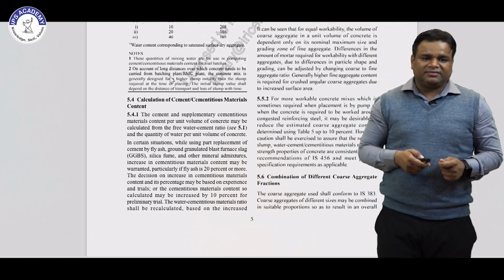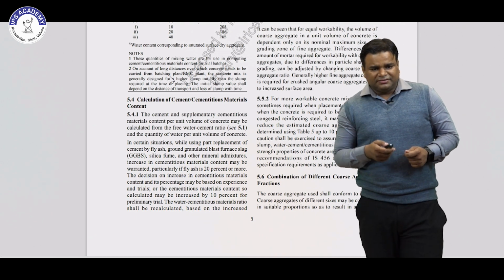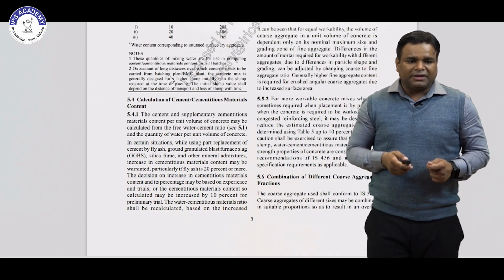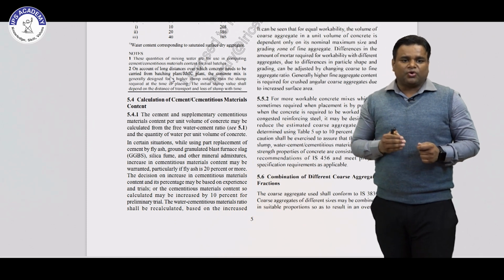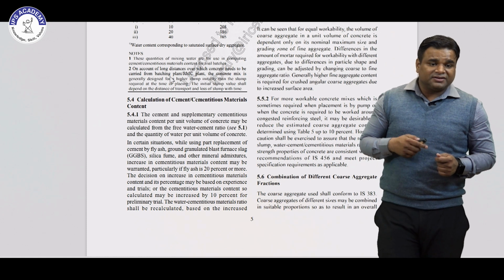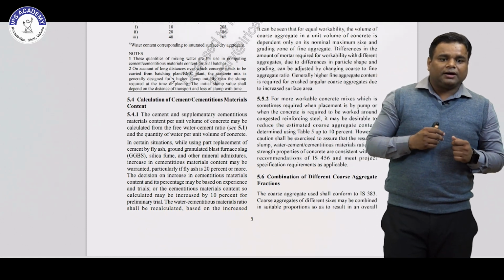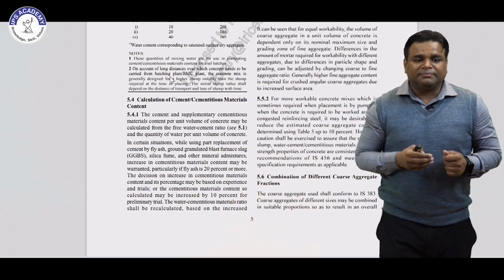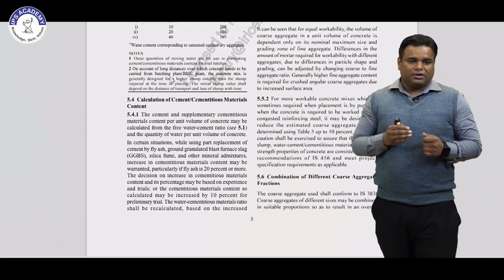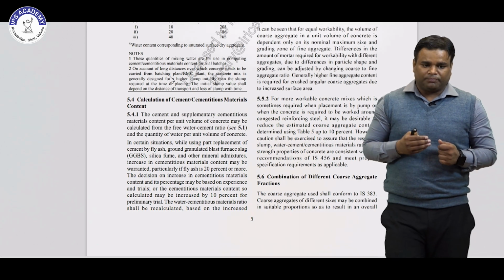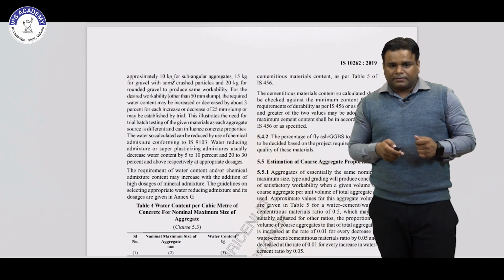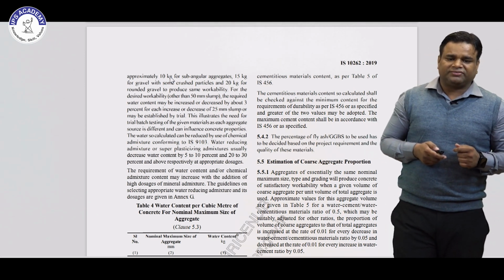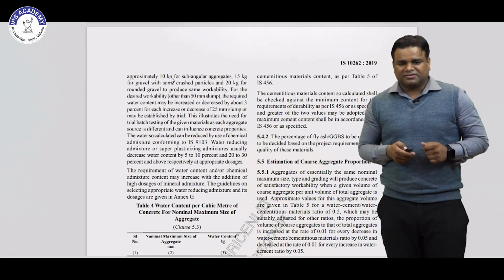Then the calculation of cementitious materials content. In this, the cement and supplementary cementitious material content per unit volume of concrete may be calculated from the water cement ratio and the quantity of water per unit volume of the concrete. In certain situations, when we use replacement of cement by fly ash, GGBS, silica fume and other mineral admixtures, an increase in cementitious material may be warranted, particularly if fly ash is 20% or more. So for the cementitious material we will use the IS code for the specified amount of the cementitious material.